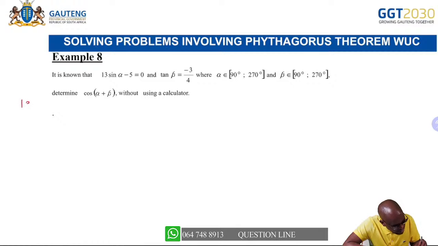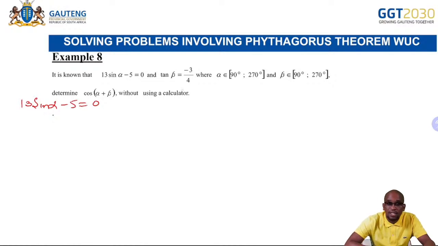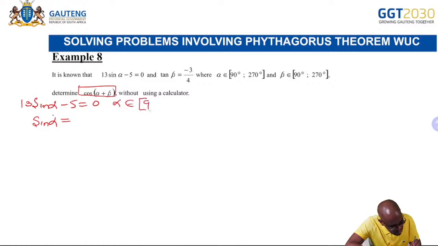It is given that 13 sine alpha minus 5 is equal to 0, and tan beta is negative 3 over 4, where alpha is trapped between 90 and 270, and beta is trapped between 90 and 270 as well. Determine the cosine of alpha plus beta without using a calculator. So what I'm going to do here is make sine alpha the subject of the formula, and remember they said alpha is an element of 90 degrees to 270 degrees.